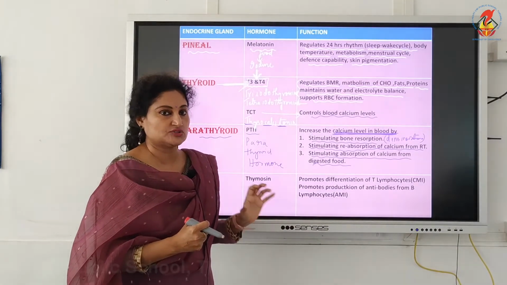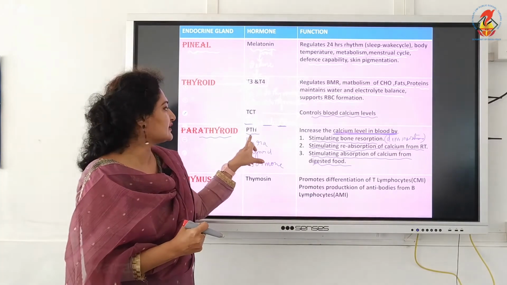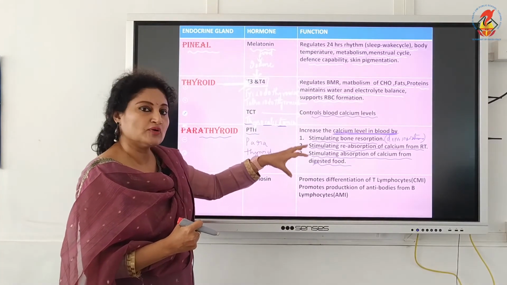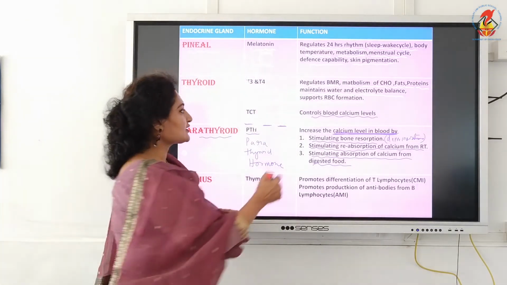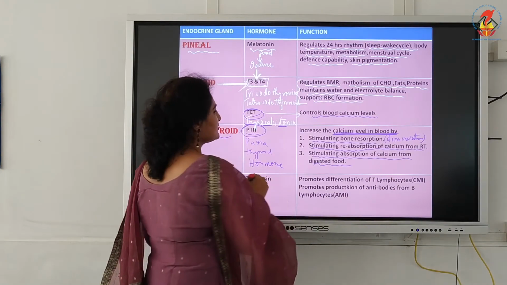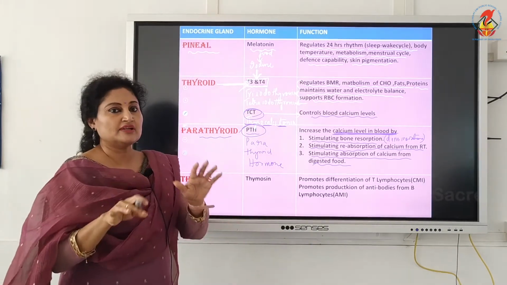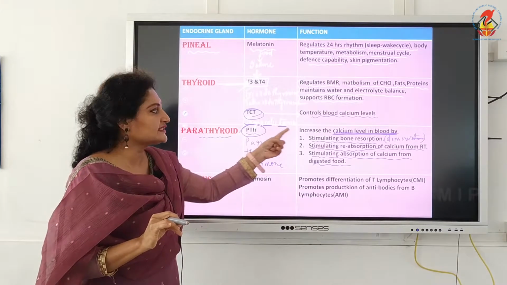Calcium is necessary to some extent. So this hormone is very, very instrumental in bringing about the correct level of calcium in our blood. It is counter-controlled by TCT. So these two, TCT and PTH, are working to make the calcium level optimal. So once again, how is the PTH working? It increases the calcium level.